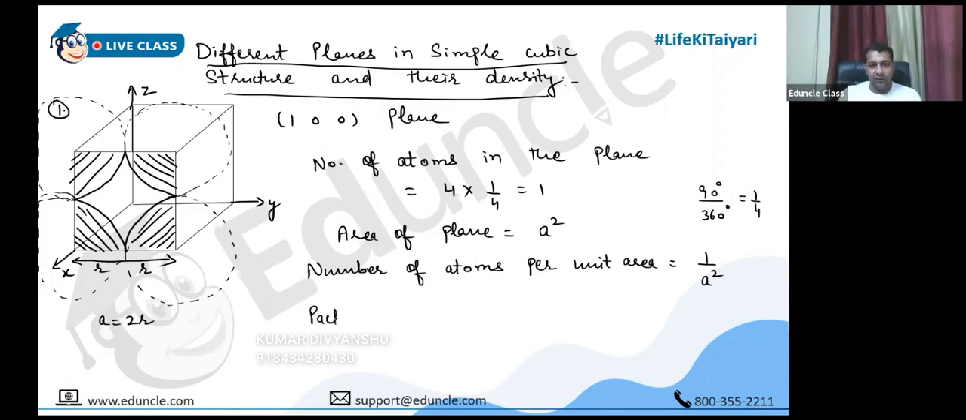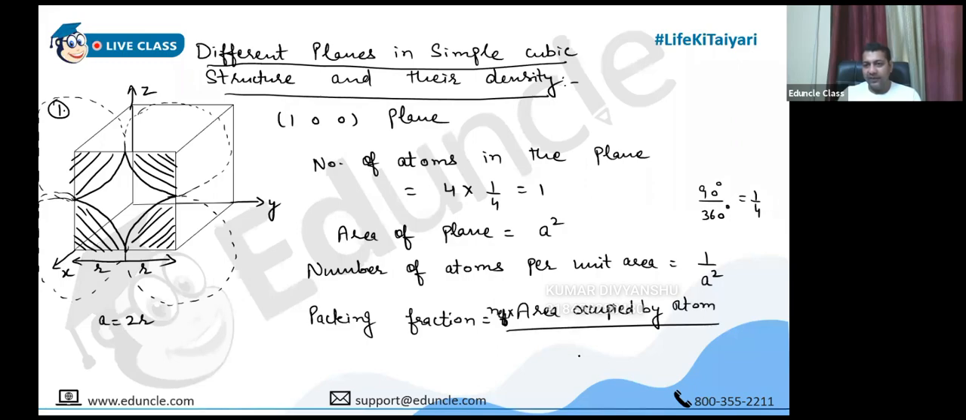Now, what about packing fraction according to you? Now, how many atoms were there? Only one. So here it will be defined as area occupied by atoms, n effective into area occupied by atom, divided by area of plane. Instead of unit cell, now we are having plane. So here atom is only one, and we are representing them by circles of radius r. And what is this a? It is 2r. And what is this value? Can anyone get me this value? Pi by 4.